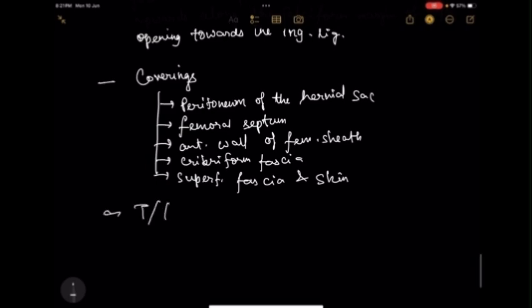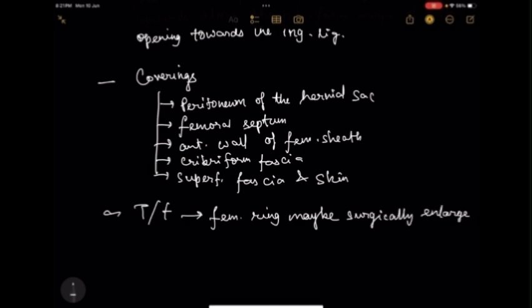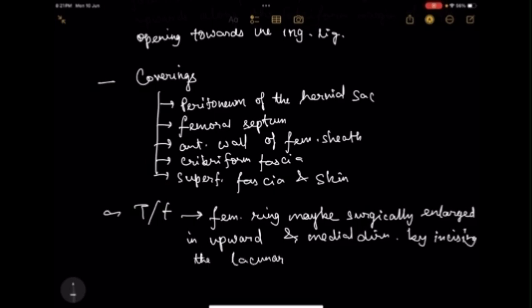Now, what's the treatment? The femoral ring may be surgically enlarged. How is it surgically enlarged? Let's have a look. In upward and medial direction by incising the lacunar ligament. So the base of the lacunar ligament is usually incised in order to enlarge the femoral ring.